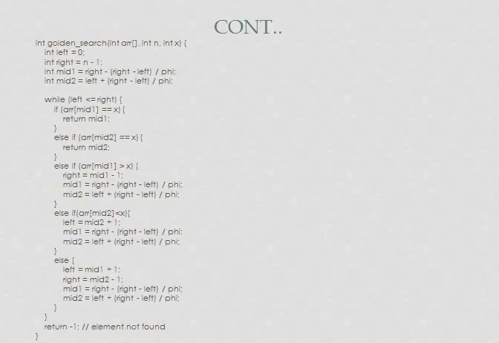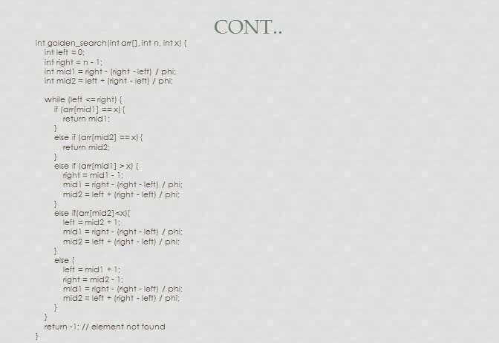Now this is the code for the golden section search algorithm. We initialize left to 0 and right to n minus 1. We compute mid1 and mid2 using the formulas we have already seen. We do a repetitive task using a while loop. If we find x at mid1, we directly return mid1. If we find x at mid2, we return mid2. If x is greater than arr of mid1, then we eliminate the right portion.